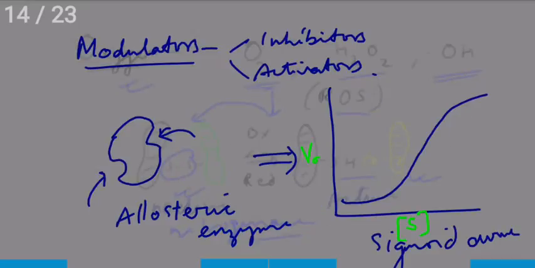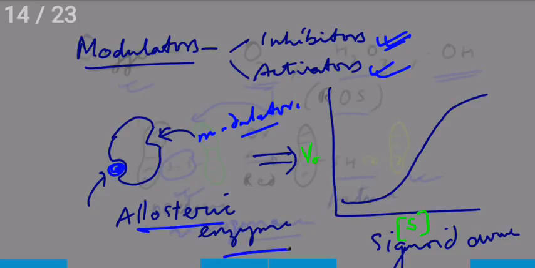There are certain enzymes which have two sites. One is substrate binding site, and another is modulator binding site. Modulators could be of two types. Either it will be inhibitor or it will be activator. Activator will increase the rate of reaction. Inhibitor, as the name suggests, it will inhibit. Such enzymes having two sites are called allosteric enzymes, and they behave a little bit differently.